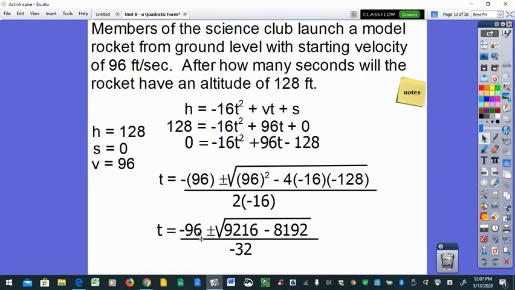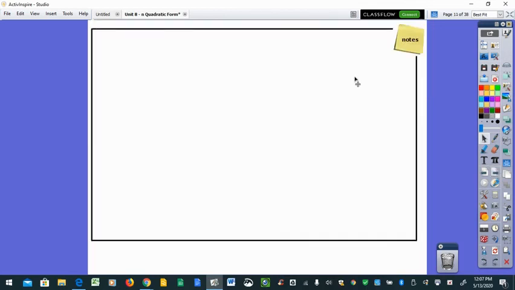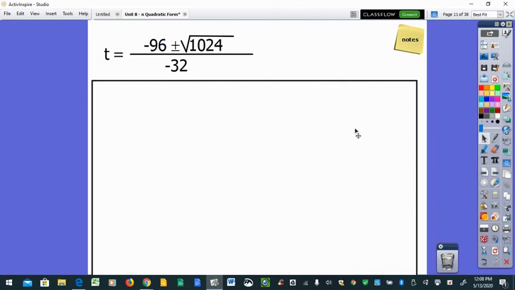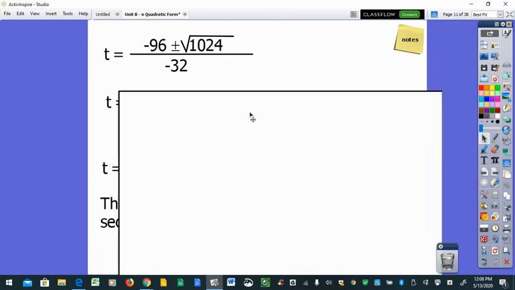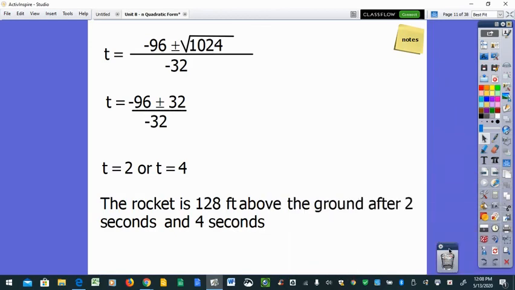So the opposite of the 96 and the 2A, pretty easy. 96 squared is 9,216, and a negative times a negative is a positive, times a negative will be a minus again. And this time, notice it's not going to be negative. We are going to get a number underneath that square root, which will be 1,024. So I pick up my calculator, negative 96 plus the square root of 1,024, hit enter, and then divide by negative 32. And then take negative 96 minus the square root of 1,024, hit enter, divide by negative 32. And you should see 2 or 4.